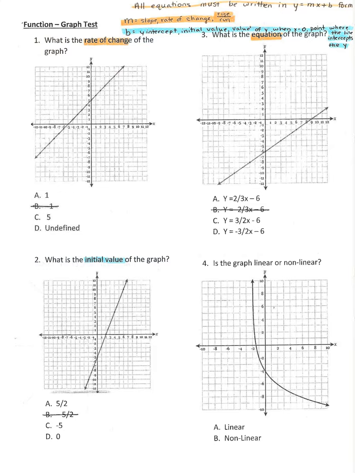Number 3, what is the equation of the graph? A, y equals 2/3 x minus 6, C, y equals 3/2 x minus 6, or D, y equals -3/2 x minus 6. Number 4, is the graph linear or nonlinear? A, linear, B, nonlinear.